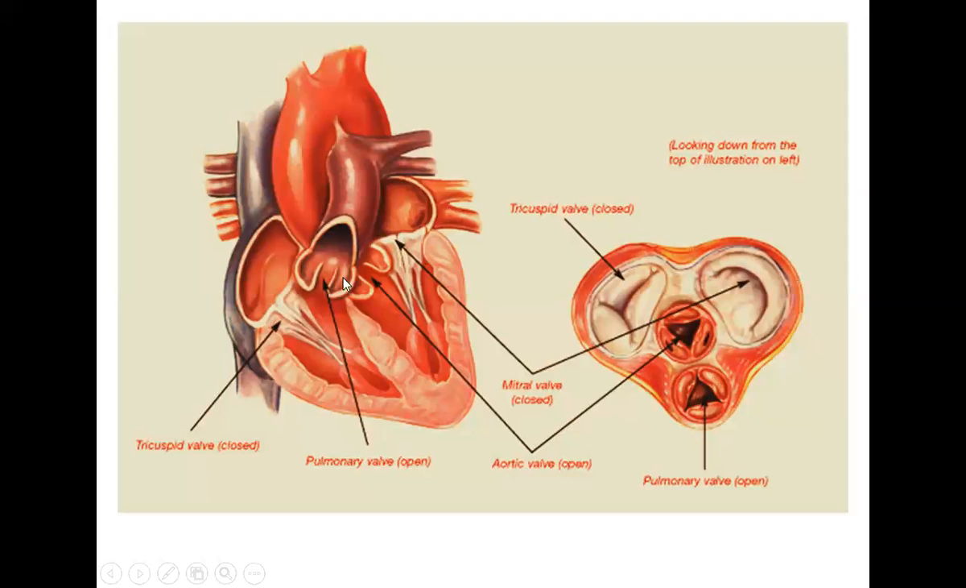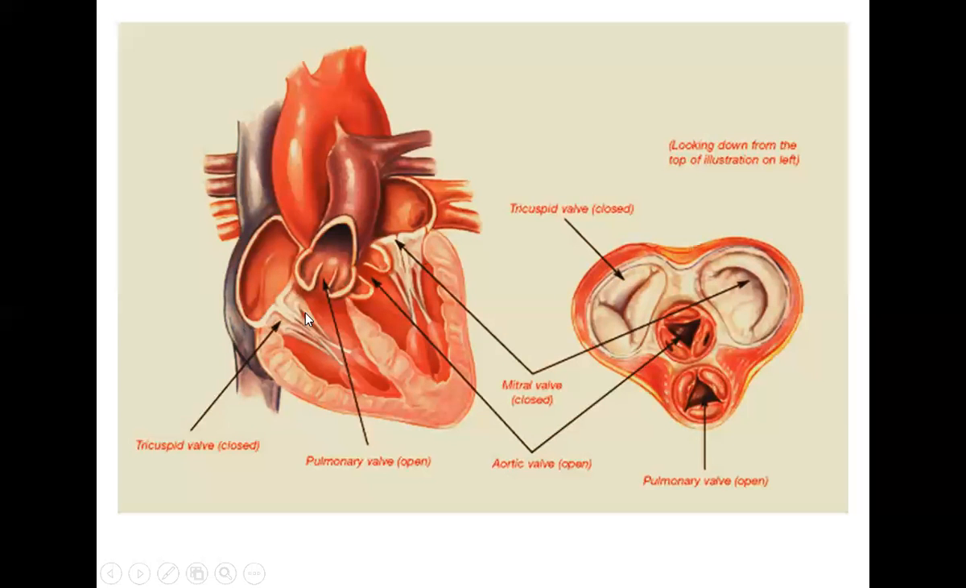Okay, so here you can see this is the pulmonary valve, this is the aortic valve, this is the tricuspid valve, and this is the bicuspid or mitral valve. So all these four valves can be seen. These two are called the atrioventricular valves, right and left, this is called the pulmonary, and this is called the aortic valve. So this is how they look.